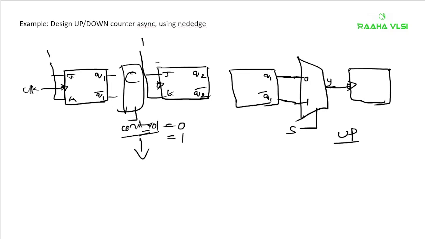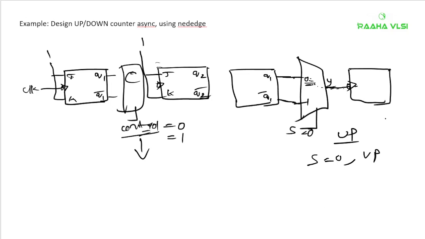If I want up counting, I have to connect Q1. In order to connect Q1, this particular line should be given to your output line. So that's why the value 0 we have to give at your S, right? If you are giving S equals 0, it will do up counting.